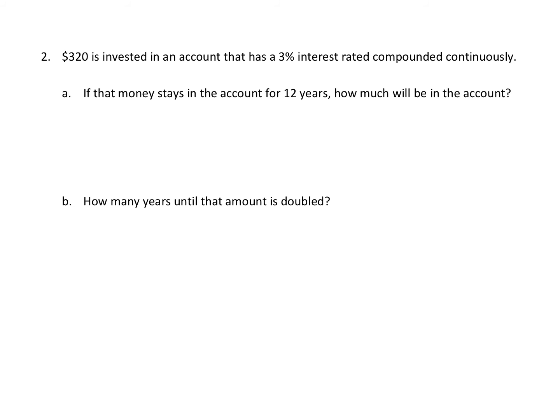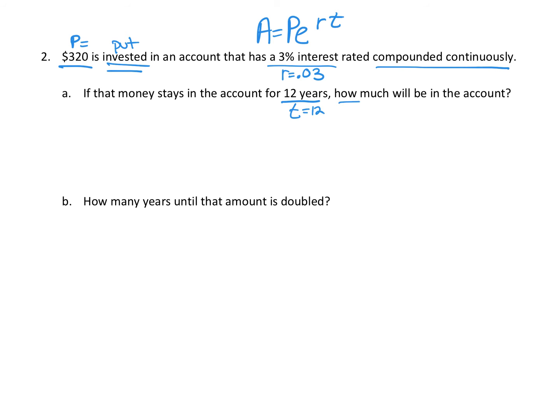All right, let's take a look at number 2. Number 2 says $320 is invested in an account that pays 3% interest compounded continuously. So on our other side, we had all our formulas, and so Pert is the formula that we use when we're compounding continuously. So again, my P is going to be $320 because that's how much is invested, or again, put into the account. My rate is going to be 0.03. Compounded continuously, again, just tells me I'm using my Pert equation. And they're telling me after 12 years how much will be in the account.